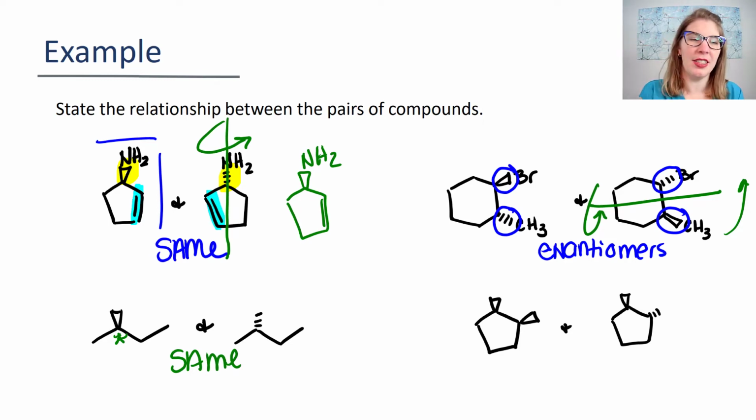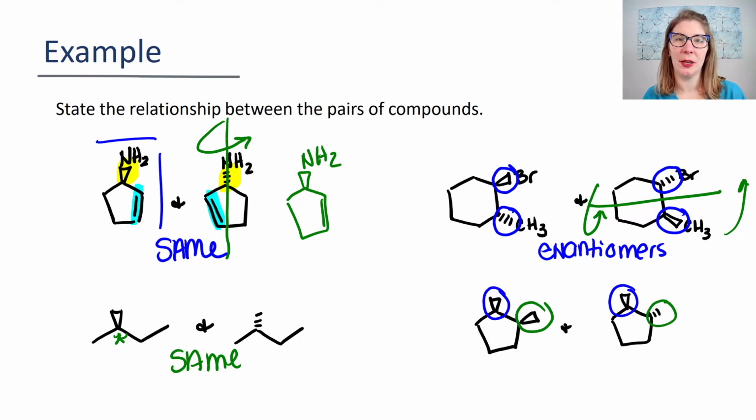This final one is a pair of diastereomers. These are diastereomers because I started with wedge, I ended with wedge. So one chiral center didn't change, but my other chiral center did change. And that's what makes these diastereomers, because they have the same connectivity, but they are not mirror images of each other, and they are not the same compound.